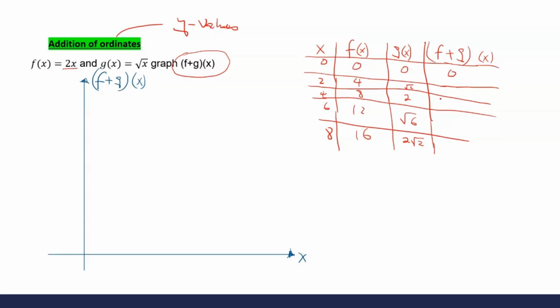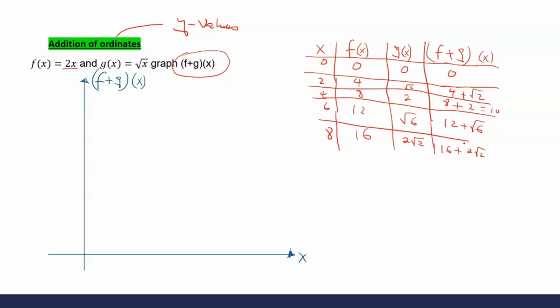So that gives me 0, then 4 plus square root of 2, and 8 plus 2, which is 10, then 12 plus square root of 6, and so on.